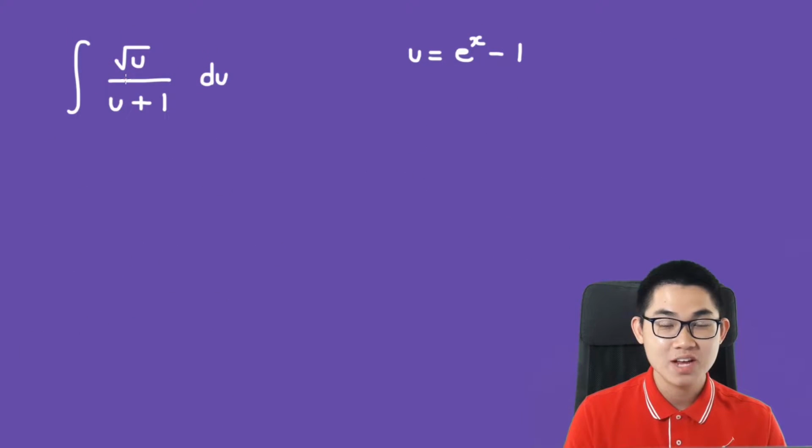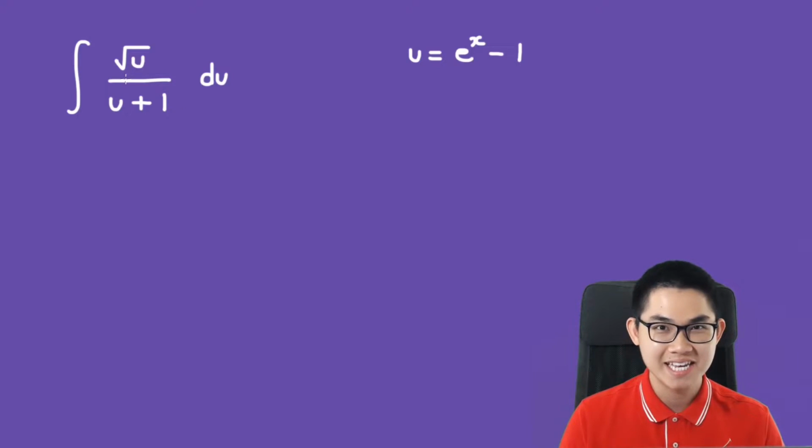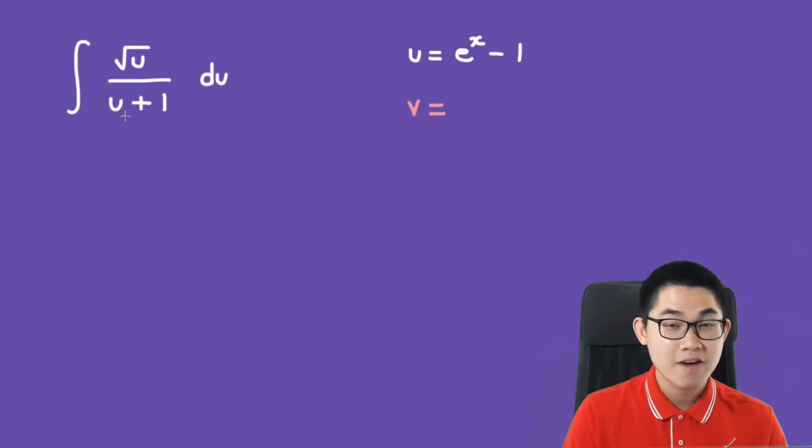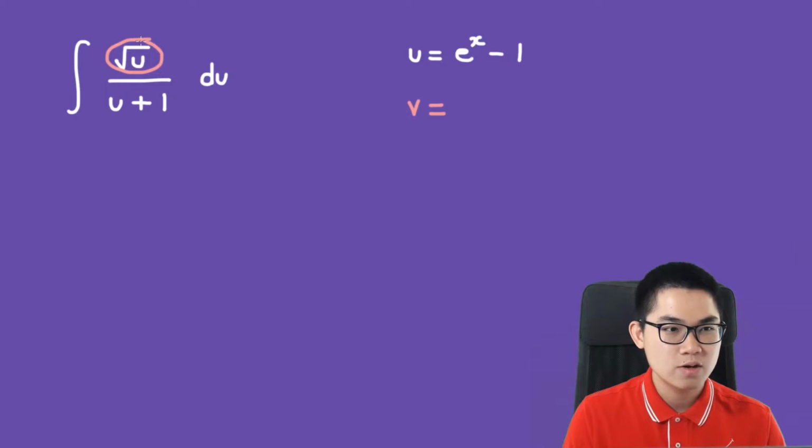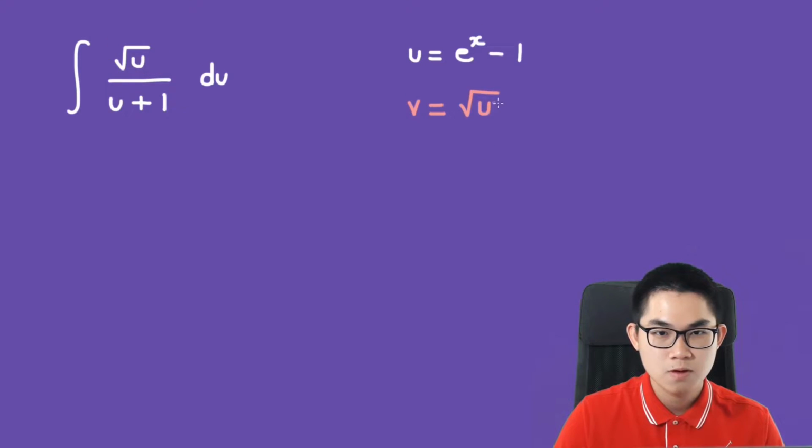So it turns out that we have to use u substitution again. And instead of using u, we're going to use the letter v this time. So what is v? We have 2 options. We can try this one, and if you do, you will see that it doesn't work because we cannot cancel out the numerator. So we can set v equal to the square root of u, which is u to the power of 1 over 2.